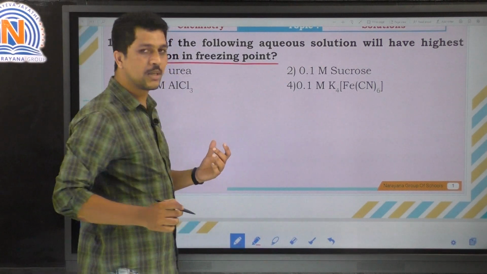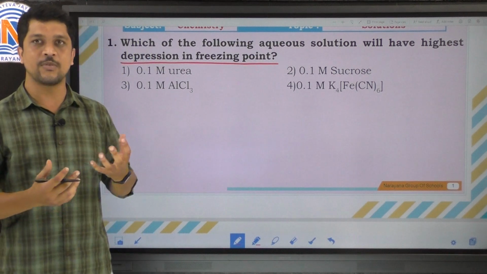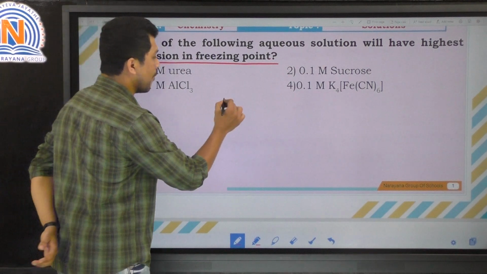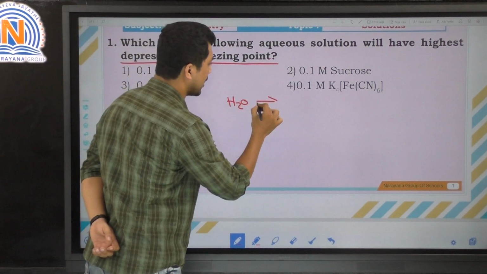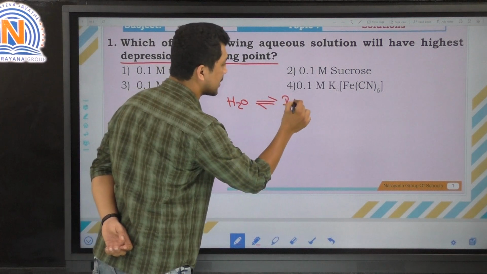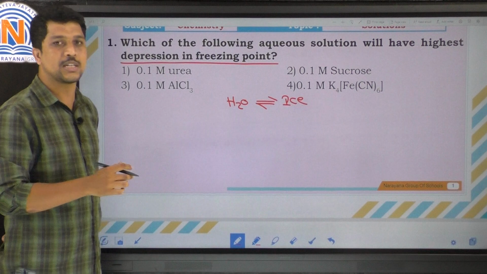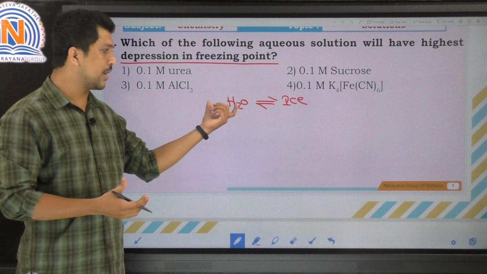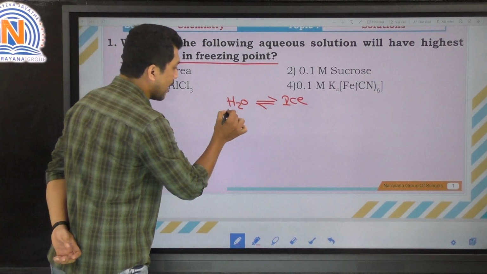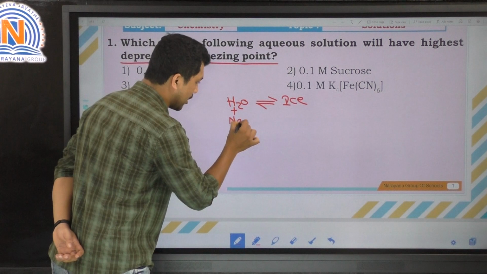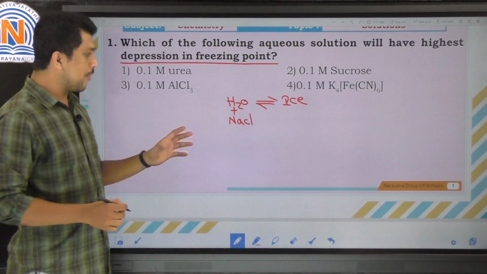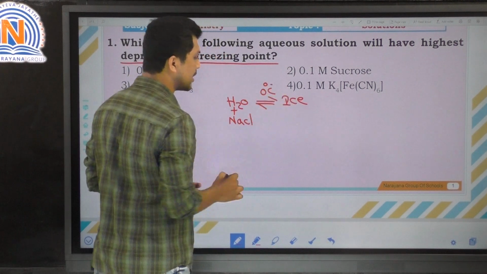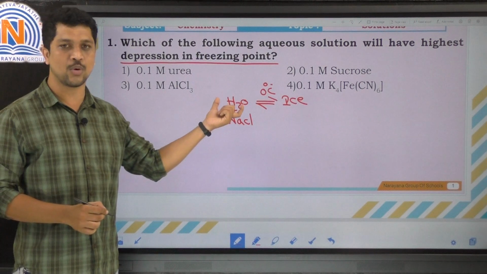Depression in freezing point. We know that the freezing point is the temperature at which the liquid is converted into solid. For example, water is liquid, right? At a certain temperature it will convert into ice. That point is called the freezing point. If we add some non-volatile solute to this water, for example sodium chloride, that is common salt, then in general H2O converts into ice at 0 degrees centigrade. When you add NaCl to this H2O, what happens here?